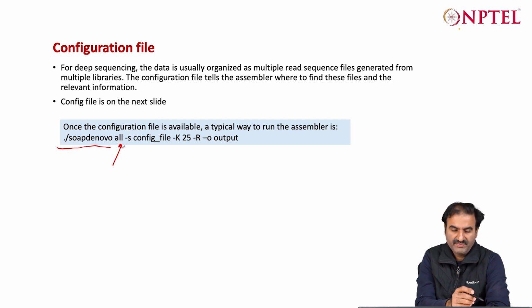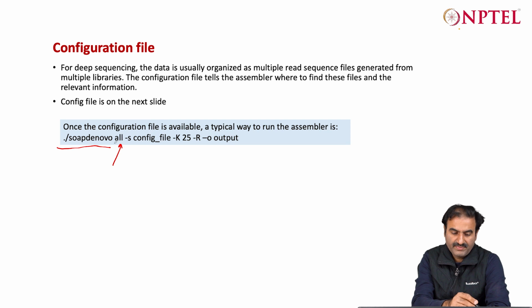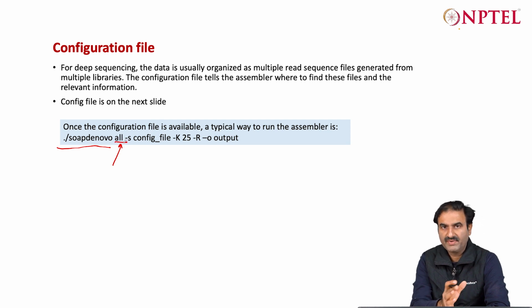SOAPdenovo all means it has 4 steps, right? So either you can run all the 4 steps separately by specifying that step name here, or you can use a wrapper script, which is "all", which will run all the 4 steps. So basically we go for all, but I am also showing you slides where each step can be used, and what command can be used for that.